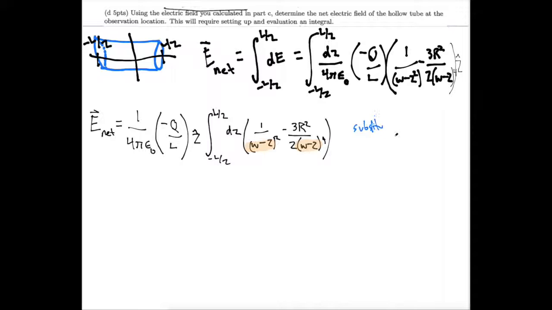Let's try that one again. Substitute r equals w minus z. And so from this we'll also get dr equals negative dz. So we'll have to address the bounds on our limits as well as all the variables inside the integral. So let's remember we have all those constants out there from before and just work with the integral for now.